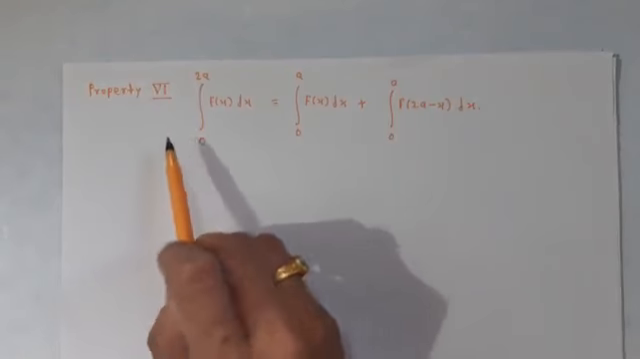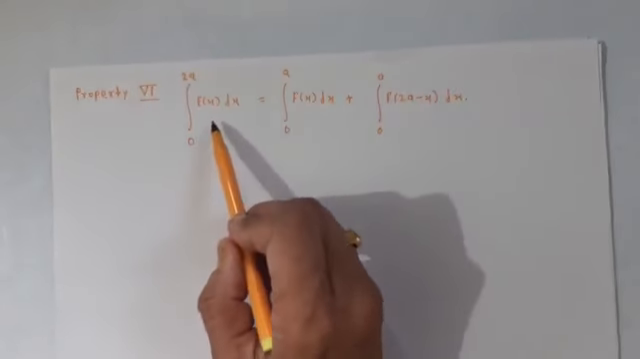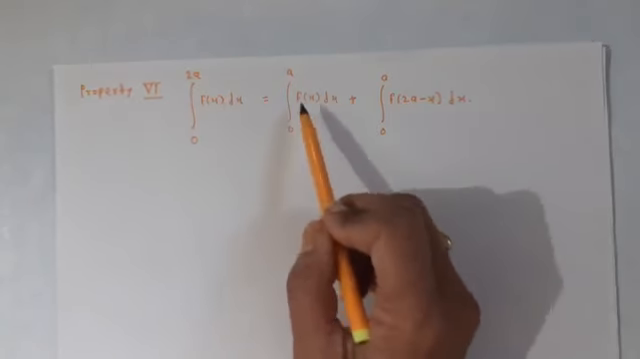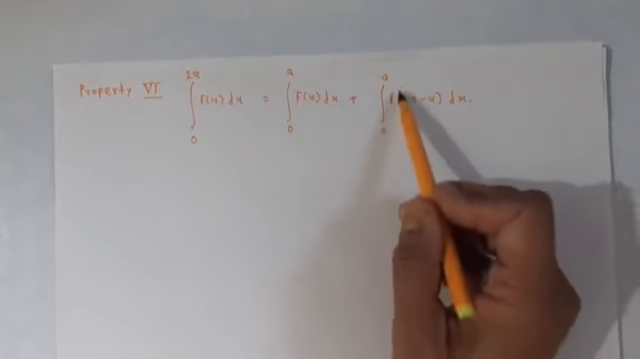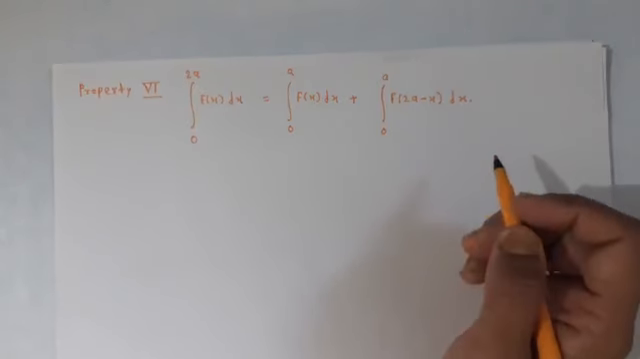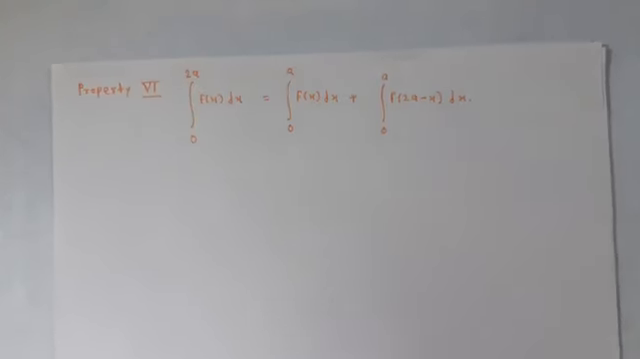The property is that the integration of f of x with respect to x from 0 to 2a equals the integration from 0 to a of f of x dx plus the integration from 0 to a of f of 2a minus x with respect to x. To prove this property, consider the RHS.